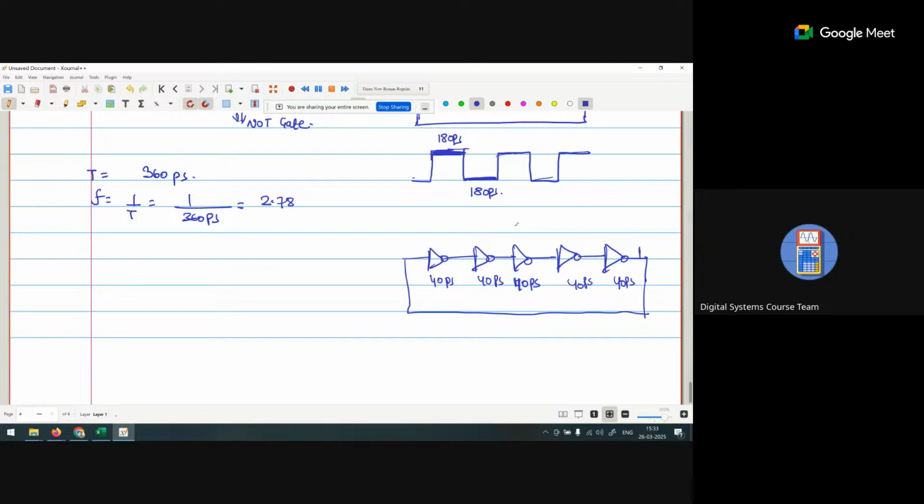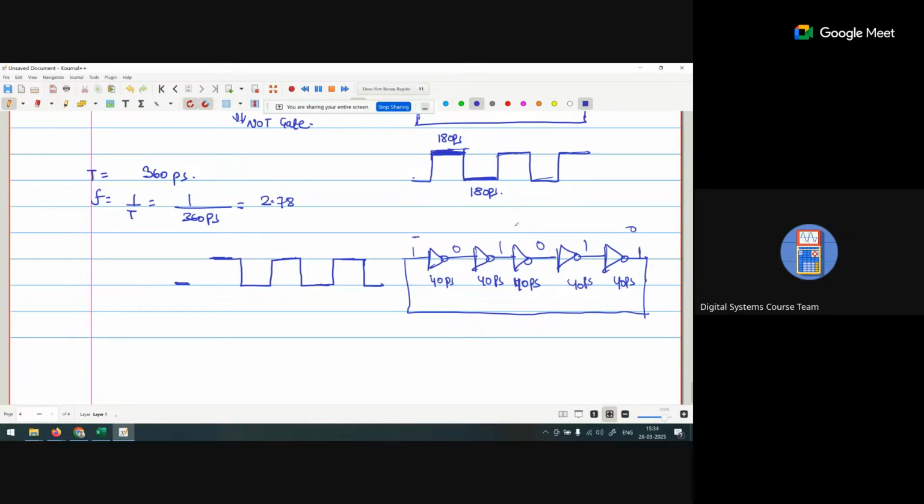Now we start with the 1. So if the initial is 1, here we get 1 0 1 0 1 0. If previous is 1, next is 0. If previous is 0, next is 1. If previous is 1, next is 0. If previous is 0, next is 1. If previous is 1, next is 0. So this is the waveform.